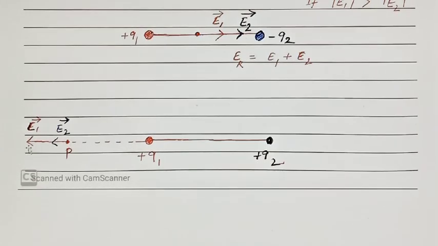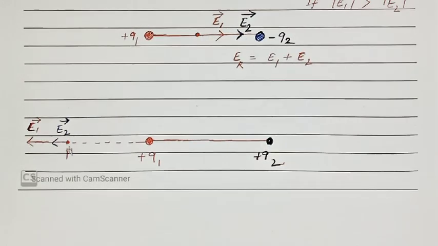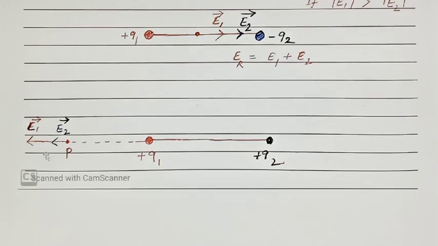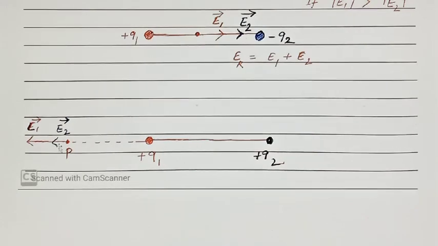So you can see here that the direction of E1 is similar to the direction of E2, so you can add to get the resultant field. To get the magnitude of resultant field, you have to add these two, magnitude of E1 plus magnitude of E2, as they are in the same direction, and you can write that the direction is towards left.